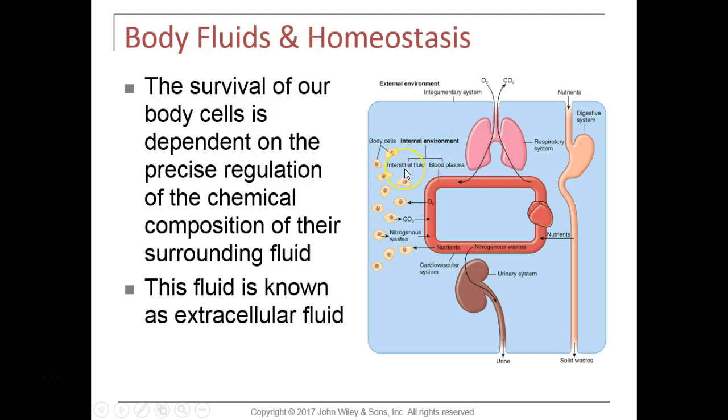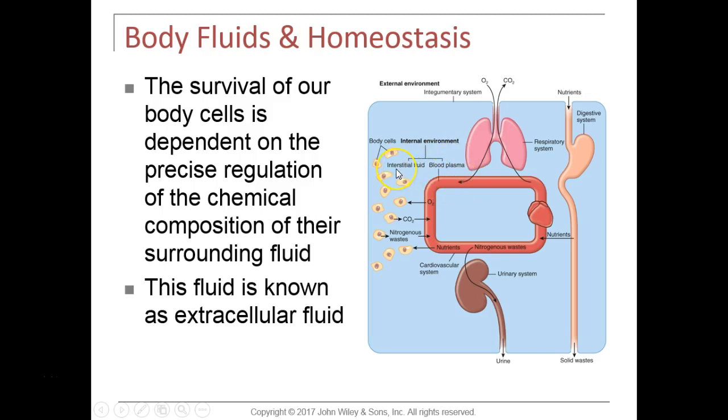Interstitial fluid is the specific name for the extracellular fluid on the outside of the tissue cells around the body, everywhere. But we also have the fluid on the inside of our cardiovascular system, which is part of blood. The liquid part of blood is called plasma. So technically, plasma is an extracellular fluid. It's on the outside of all the blood cells that are flowing in your cardiovascular system, but we give it its own name. We call it blood plasma.